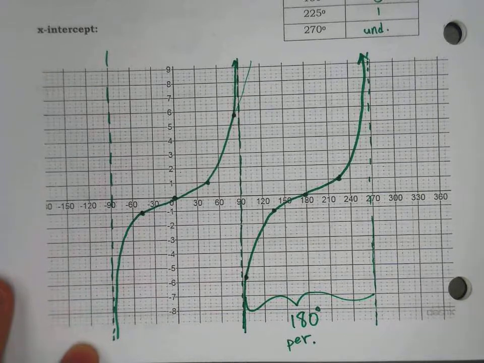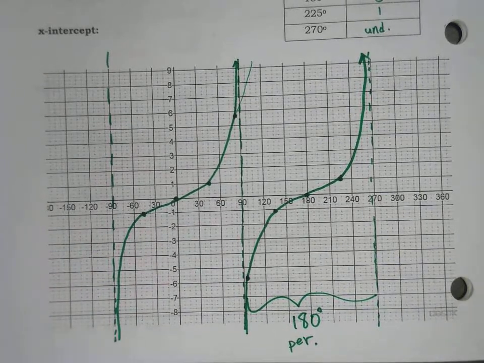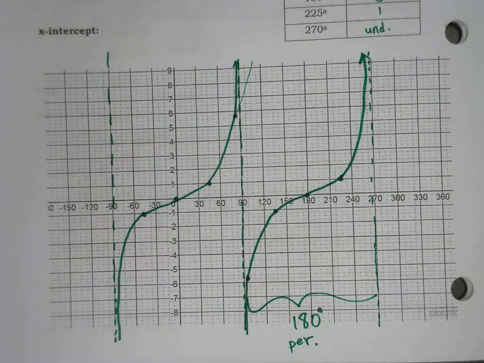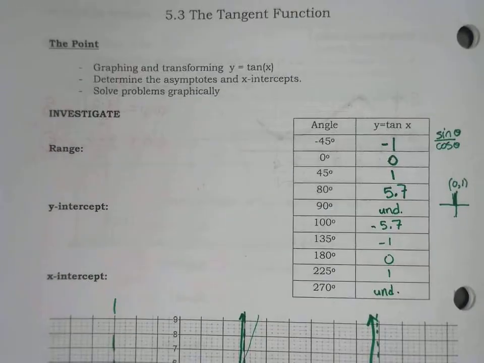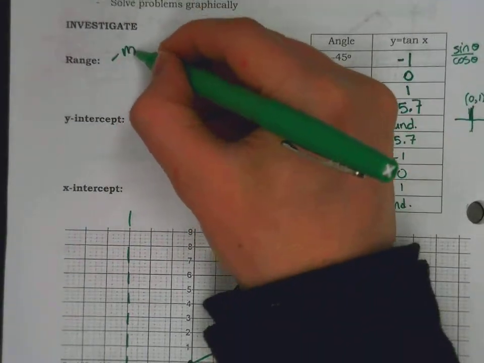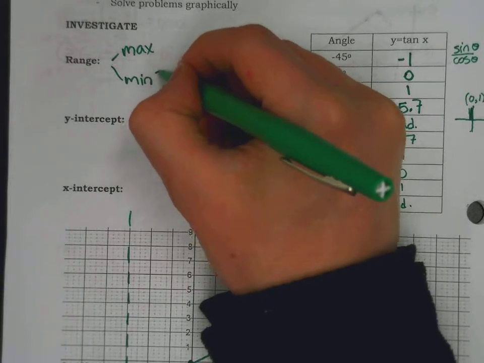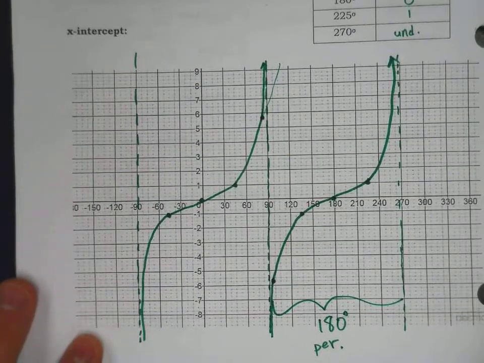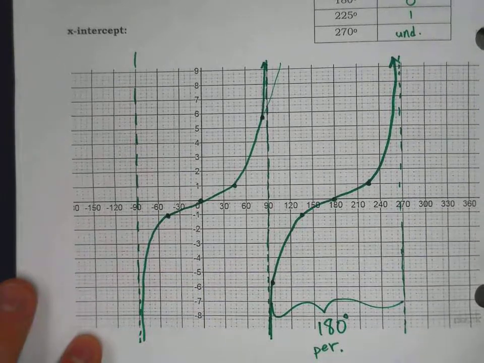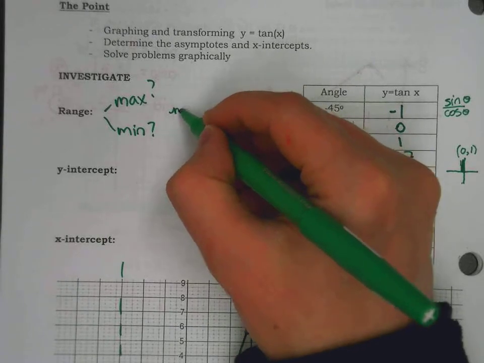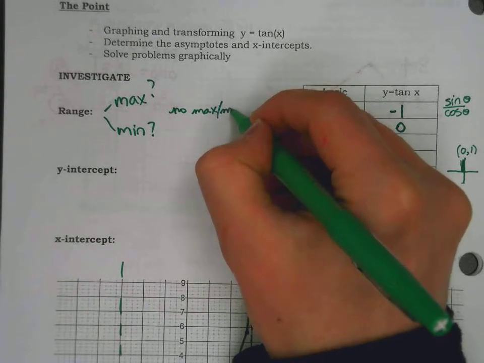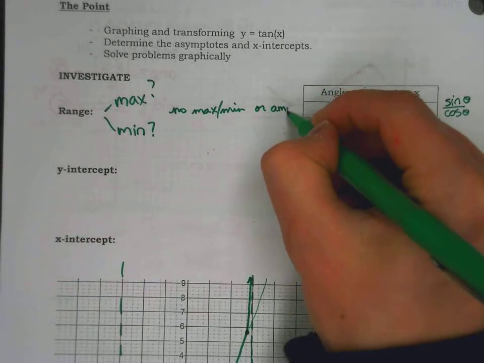So when we start to talk about characteristics of this graph, we could ask about amplitude and range and x-intercepts and y-intercepts and period, and all of a sudden things have shifted drastically. So first thing to ask, what is the range of this function? Maybe what is the max and what is the min? What is the max? It will never get to a max. What's the min? It will never have a min. So there is no max or min or amplitude that we can define.